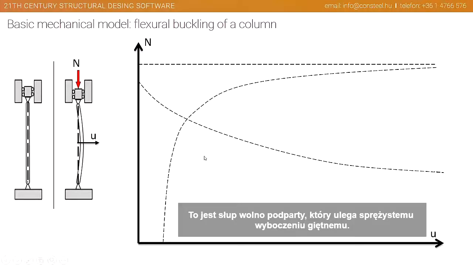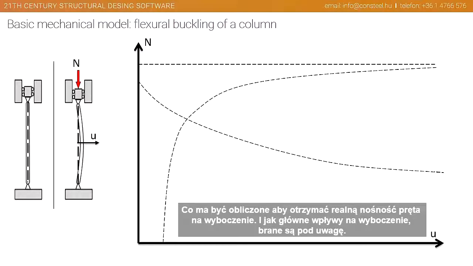So this is a simply supported column which undergoes a flexure buckling, and we have a lateral movement here in the middle due to a half sine wave buckling mode. So next, in this figure, I would like to show what can we calculate on this model and what is to be calculated to determine which is the real buckling resistance of the member, and how the main influences can be taken into account somehow.